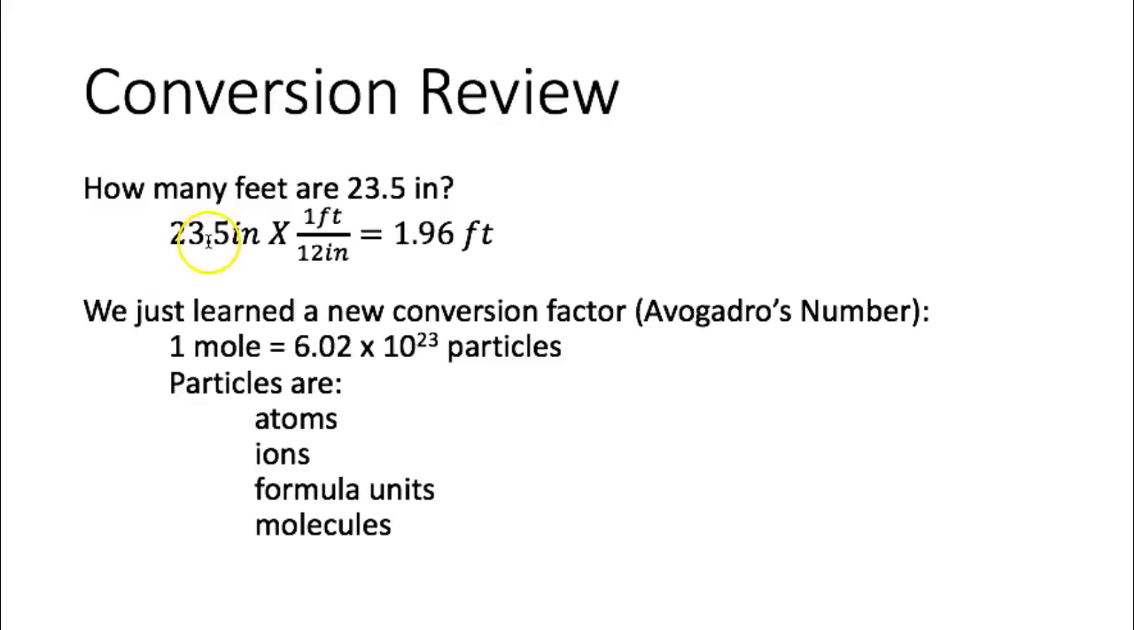We start with our 23.5 inches. We want inches to cancel, so inches goes on the bottom of our next fraction, and we know that there are 12 inches in 1 foot, so 23.5 divided by 12 is 1.96 feet.